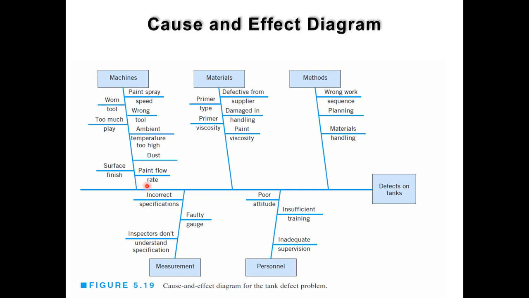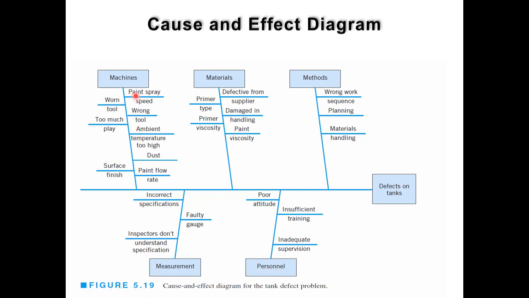So in general, for a fishbone diagram, you are going to have these 4Ms. We call them the 4Ms in production, which will give you details on the possible causes of the defects that you have in your product. The Ms are actually machines, material, methods, measurement, and personnel.